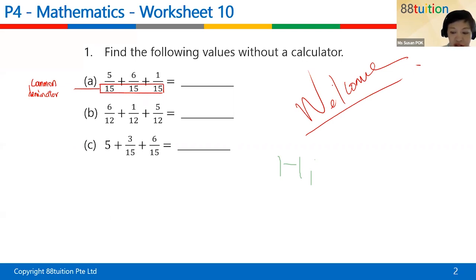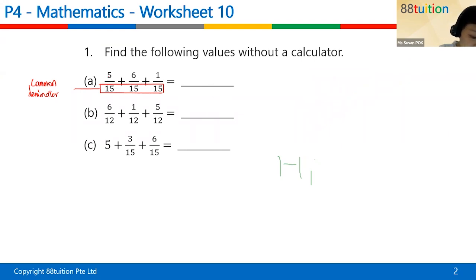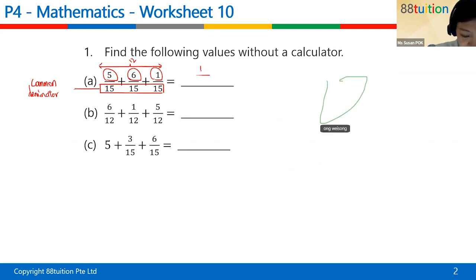Okay, let's continue from this question here. We have a common denominator, and then we can add the numerators of 5, 6, and 1. So 5 and 6 give you 11. 11 plus 1 will give you 12. So you have your numerator as 12, denominator as 15. However, whenever you do all these fractions, please check. Why do I say check? Because you have to always leave your answer in the lowest or the simplest form.